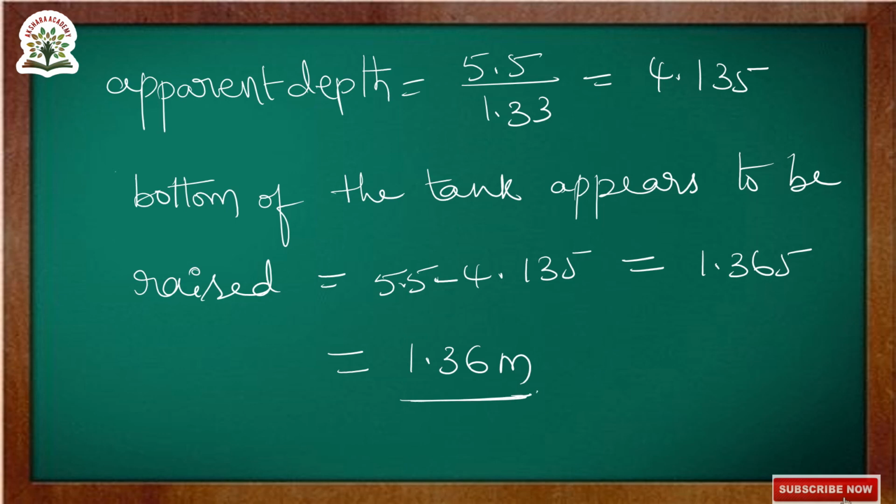Appears to be raised by 1.36 meters. If we subtract real depth minus apparent depth, how much it appears to be raised, that is 1.365. We are writing the final answer as 1.36 meters. This is the answer to how much the bottom of the tank appears to be raised. This much, 1.36 meters, appears to be raised.